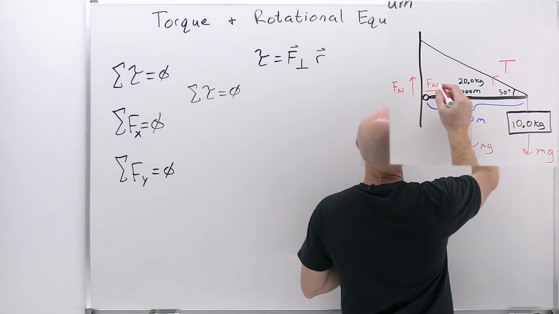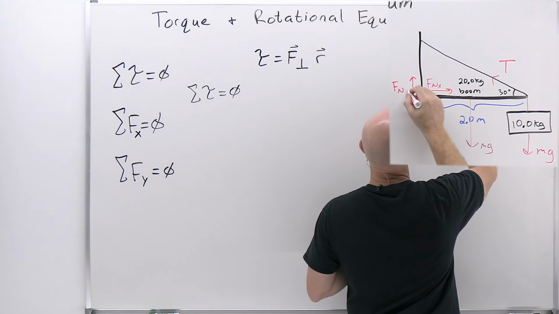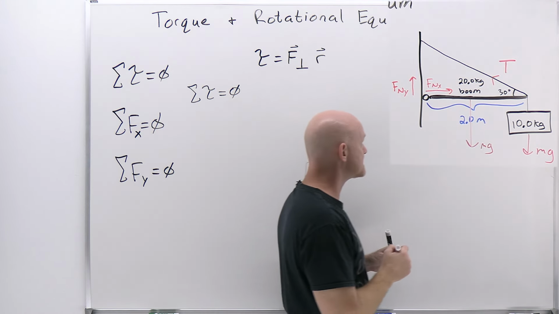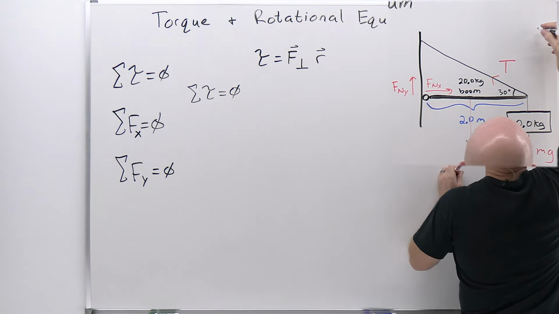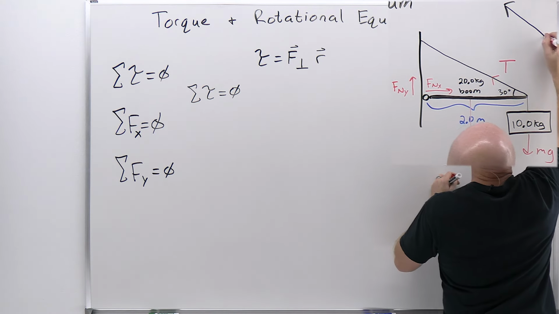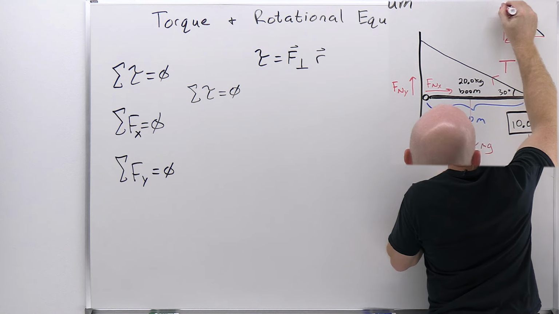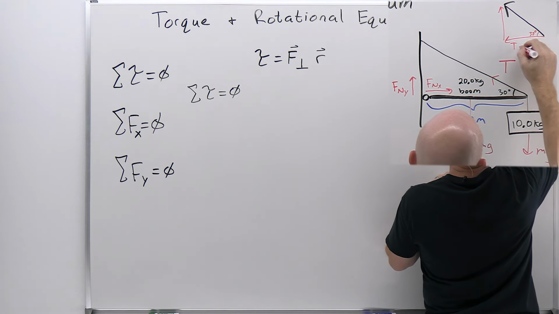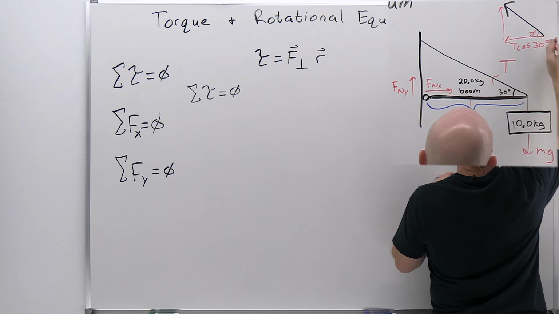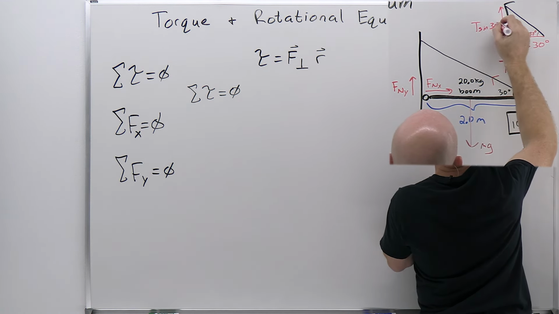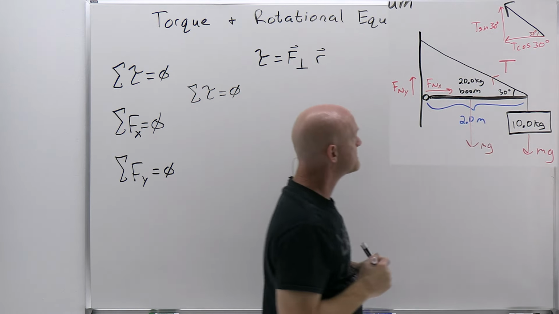Because we have two normal forces, maybe we label one as X and one as Y based on the directions they are operating in. We should also realize that the tension here has both X and Y components. And if we split it up into components, because we're definitely going to need to, the X component here is going to be T cosine of 30 degrees, the adjacent side, and the Y component is going to be T sine of 30 degrees. Let's just keep that in mind.